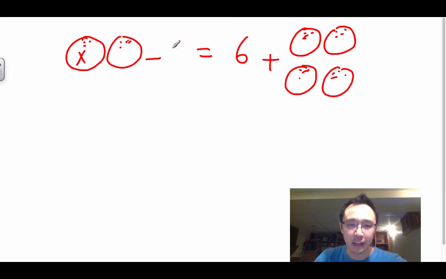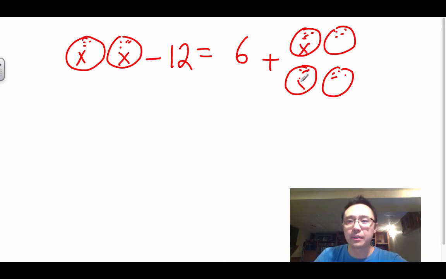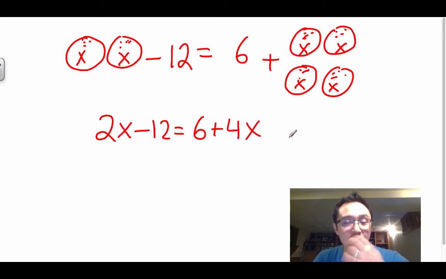We're going to have negative, let's say, 12. Now we have oranges and numbers on both sides. What do we do? This looks confusing. Remember, the objective here is that you want to get all your x's or your oranges on one side of the equation, and you have to do that by moving things around by doing the opposite. So if I were to change this into my algebra, 2x subtract 12 is equal to 6 plus 4x. Bam! So now I have this equation.